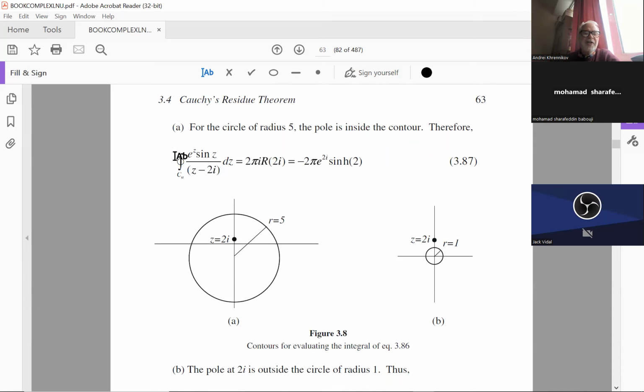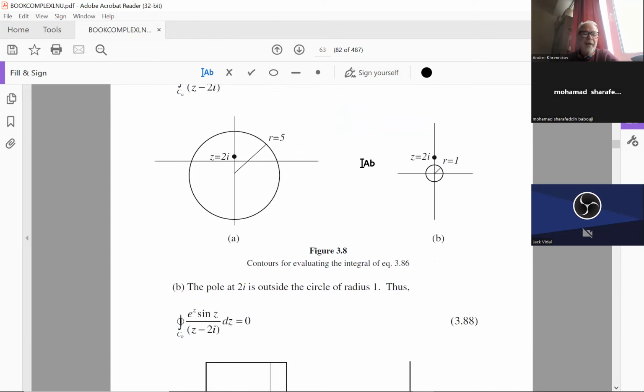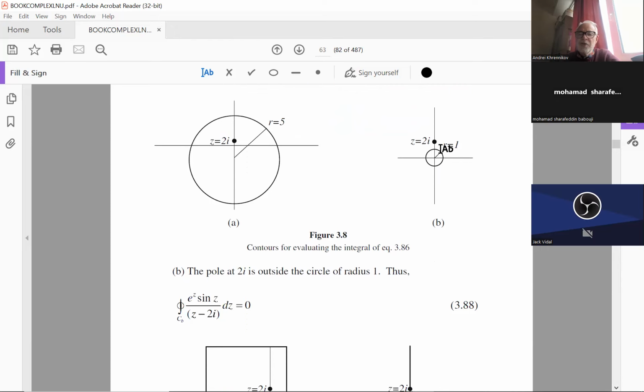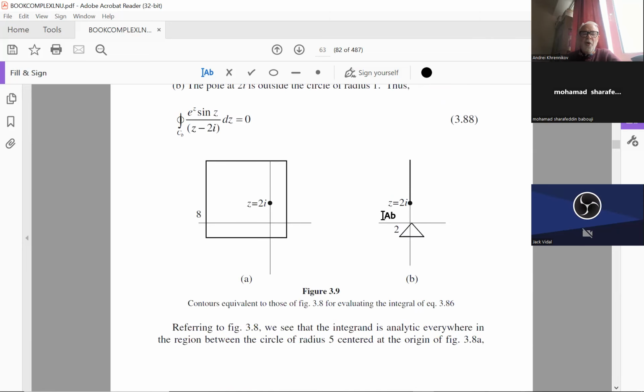And to find the residue, we just multiply this function by this denominator. The denominator disappears. We have only the numerator. So it would be exponent, put instead of z, 2i, to the degree 2i, and sinus 2iz, it is hyperbolic sinus of 2. So this is correct. If this contour is this one and 2i is outside, the integral is of course 0.